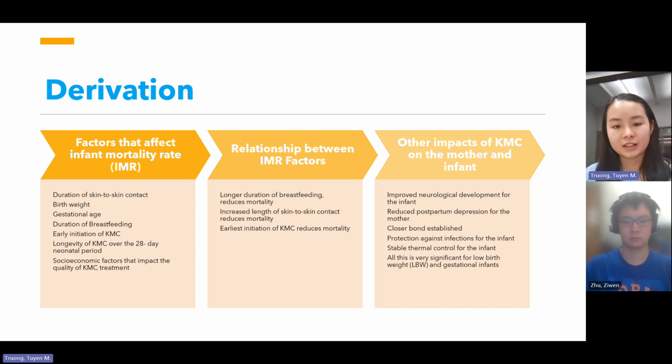It also helps the infant fight against infections better and allows them to have greater thermal control of their bodies with this KMC treatment. And all this can be very significant for low birth weight infants and premature infants because it will overall help them have a higher chance of survival.